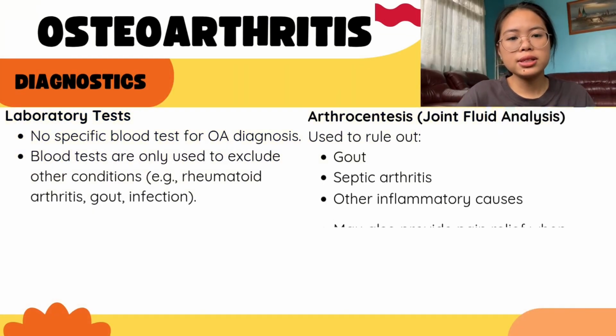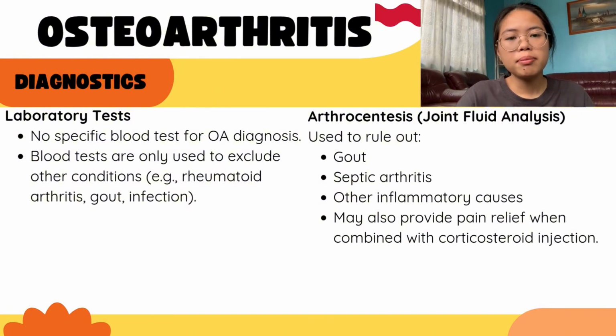Diagnosis starts with a physical exam and history, but x-rays are key for showing cartilage loss, joint space narrowing, and bone spurs. There's no specific blood test for osteoarthritis, but labs can help rule out other conditions like rheumatoid arthritis or gout. Sometimes doctors do joint fluid analysis or even use arthroscopy to look directly inside the joint.